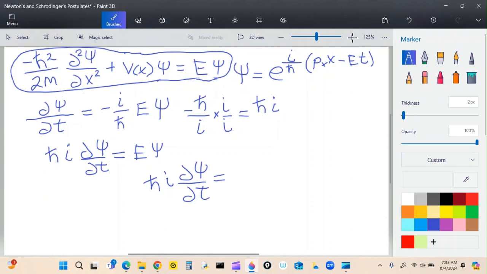equals this big long thing, the first postulate, negative h bar squared over 2m second partial derivative of psi with respect to x. And what's left? Plus potential energy times psi. What else do we have? Okay, that's it.